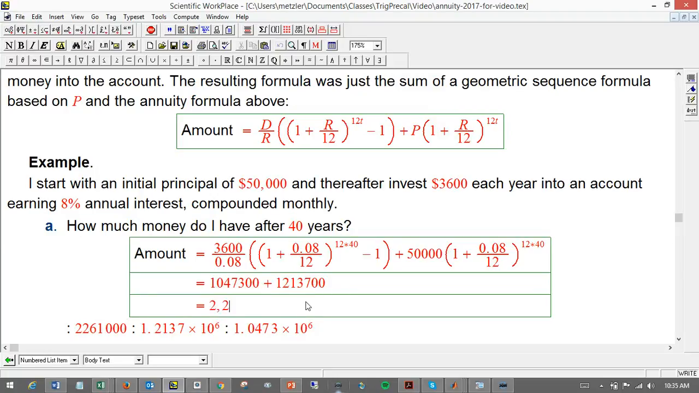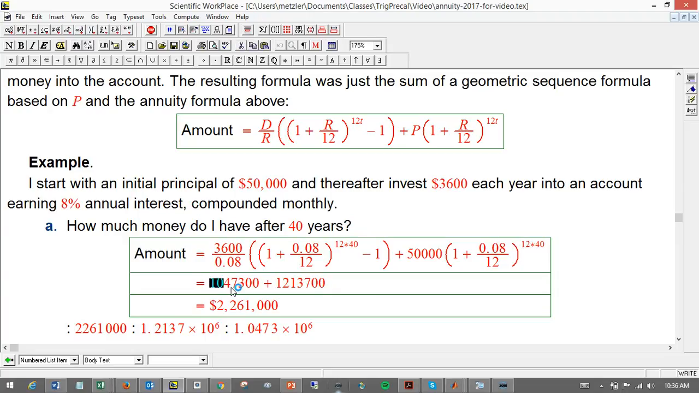$2,261,000 to the nearest $1,000 because it was rounding for me. Okay. And I'll just put it in here. Okay, so that's so far so good. Hopefully that's a straightforward use of this formula. And we're seeing that that 50,000 was a pretty darn good initial investment, and it's actually a bit more than 50% of the final amount.